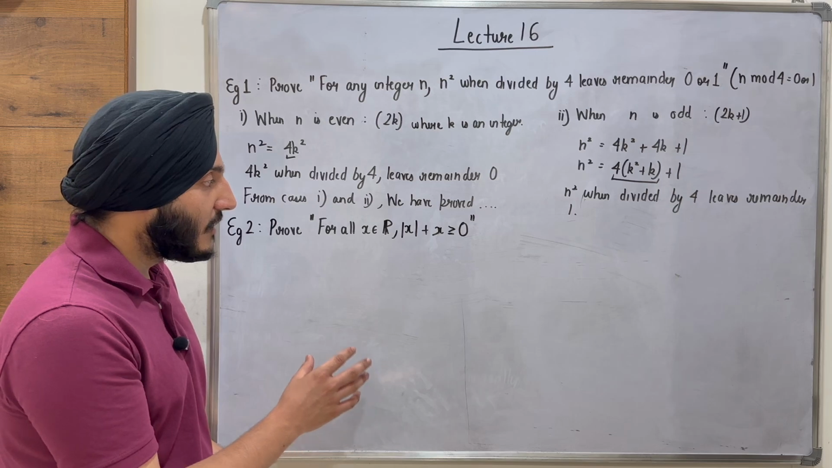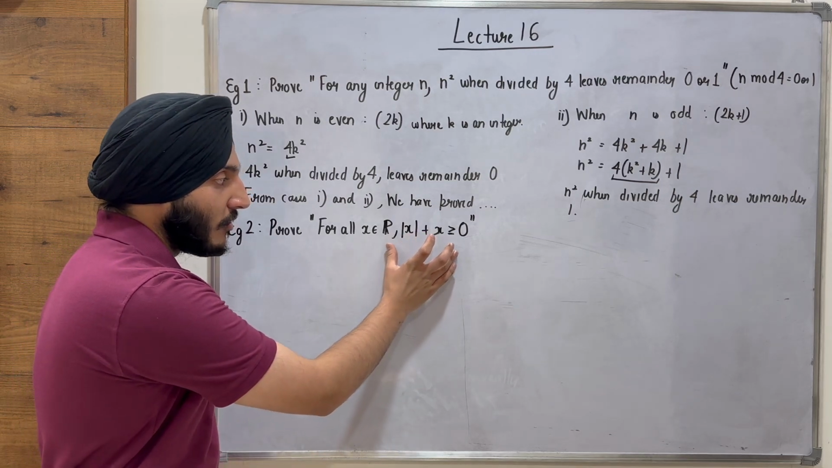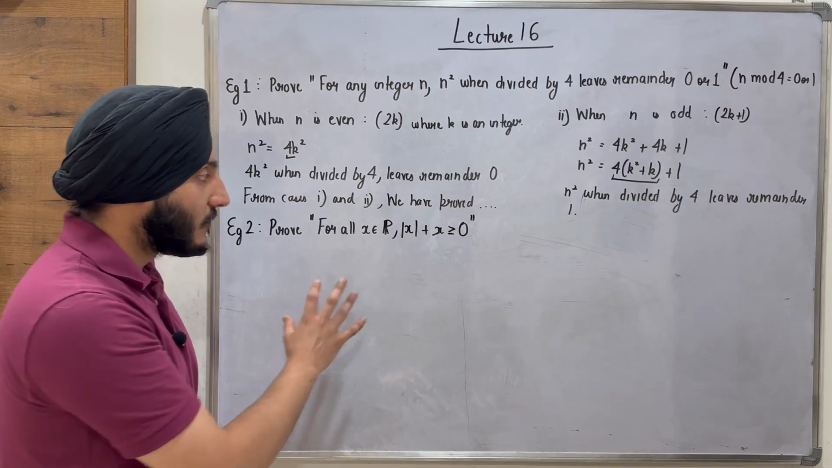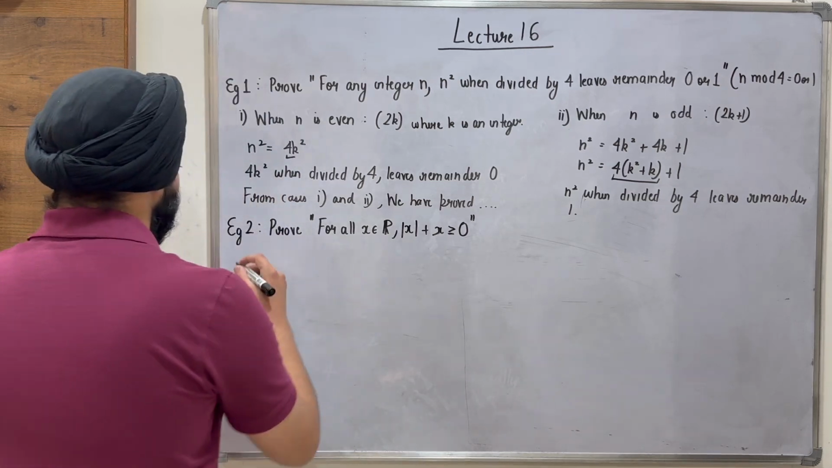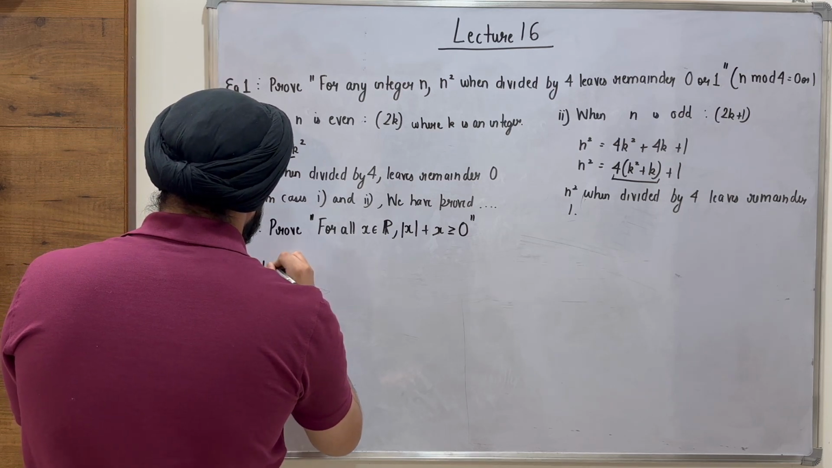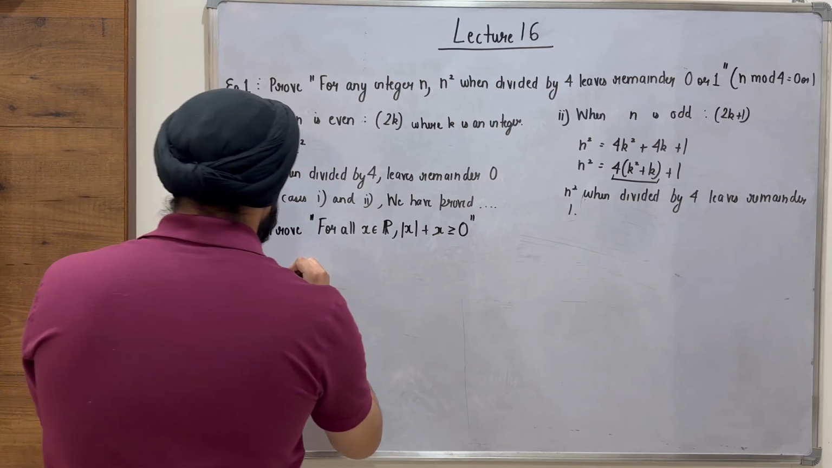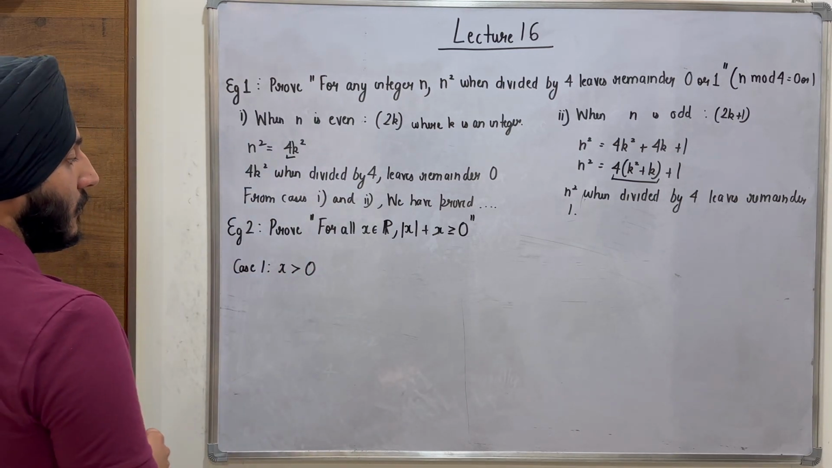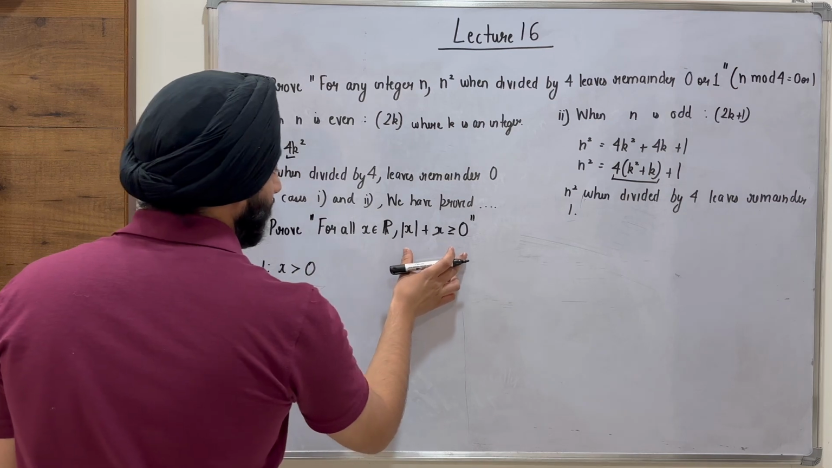Why I'm looking at it is the fact that this equation is going to behave differently for all these different cases, right? So let's take a look at all the cases that we have. Case 1, x is greater than 0. So let's take a look at when x is greater than 0.